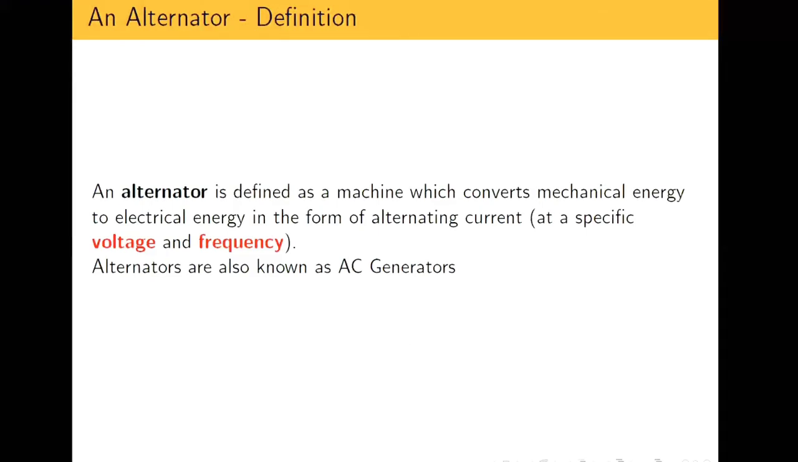Define an alternator. Yes, page number 13, we have this. An alternator is defined as a machine which converts mechanical energy to electrical energy in the form of alternating current at a specific voltage and frequency. If the term specific voltage and frequency is not there, then for the alternator definition only half marks can be given if you write in the form of alternating current. Or if you simply write that it converts mechanical energy into electrical energy, every generator will do the same thing.